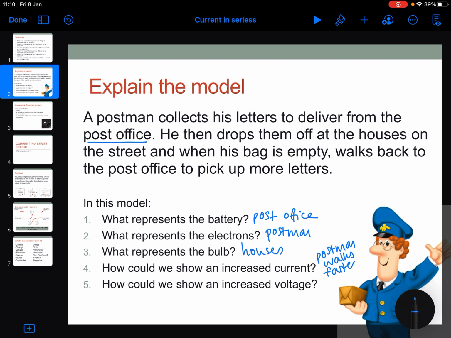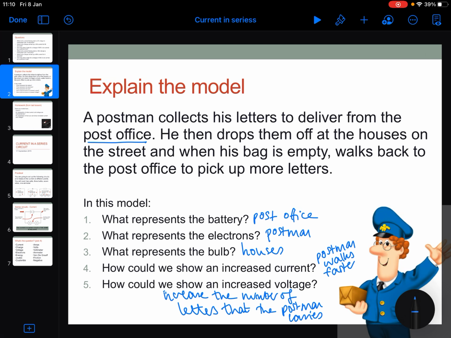How could we show an increased voltage? Now again, remember, voltage or potential difference is the amount of energy that the electrons are carrying. So if we want to increase the voltage, we need to increase the energy that our postman is carrying. So hopefully you're happy that we could do that by increasing the number of letters that the postman carries. Right, so that's a model.